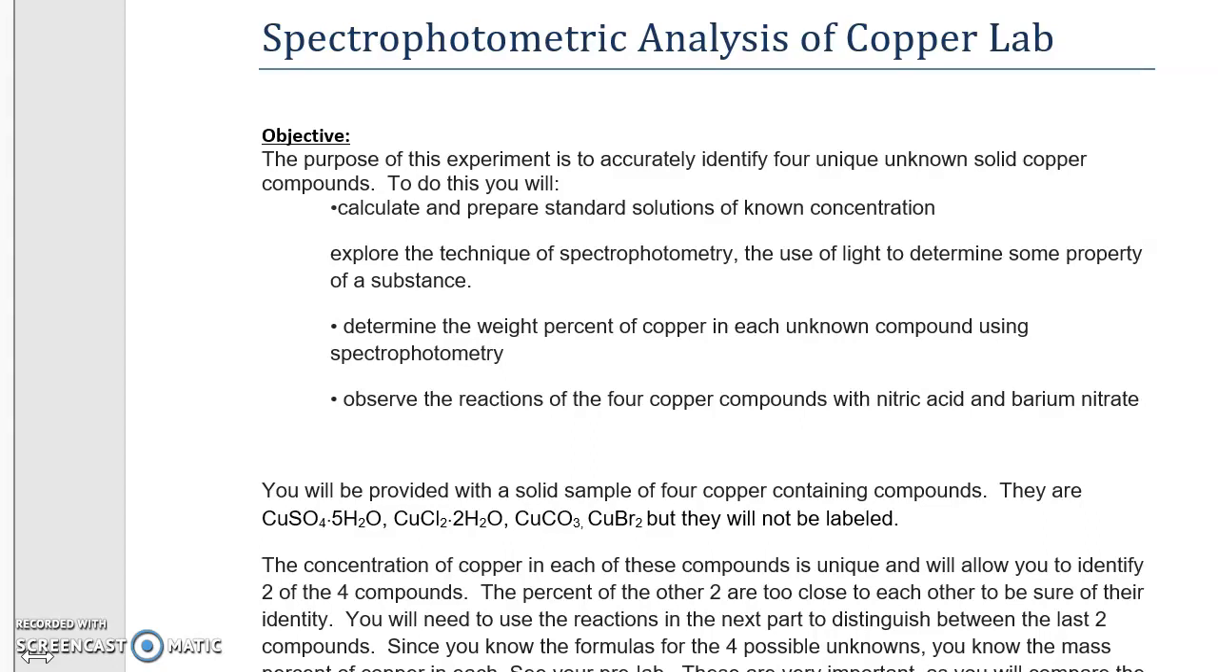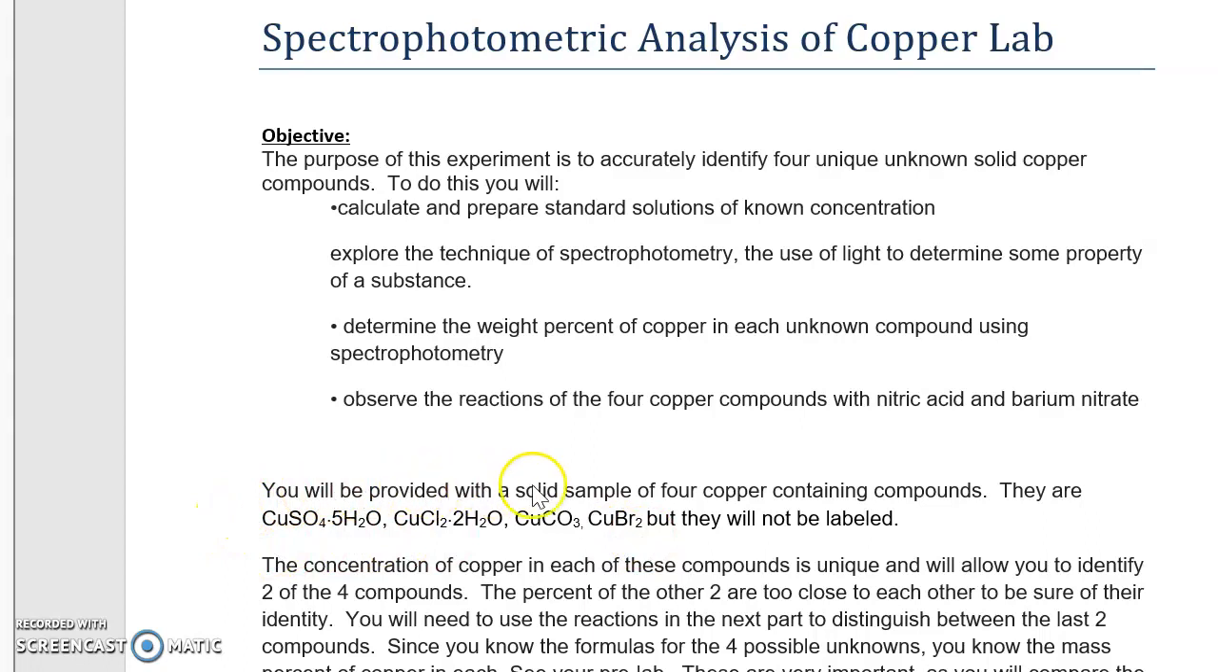First we need a calibration curve, so we produce a standard curve of known concentrations of copper, and then compare that to the absorbance of our unknown copper solutions. From there, you can get a percent by mass of copper for each of your compounds, and then compare that to the percent by mass of copper that you calculated in your pre-lab for the 4 possible copper compounds.